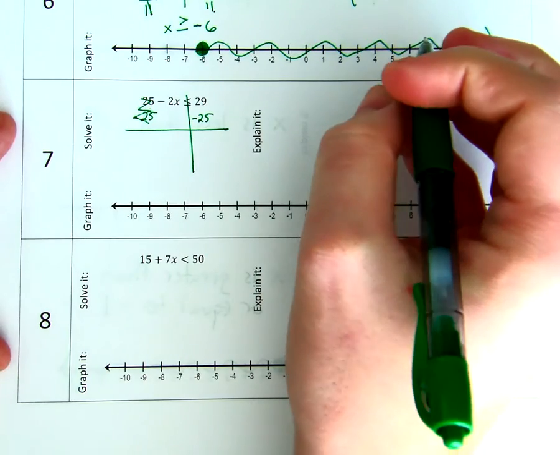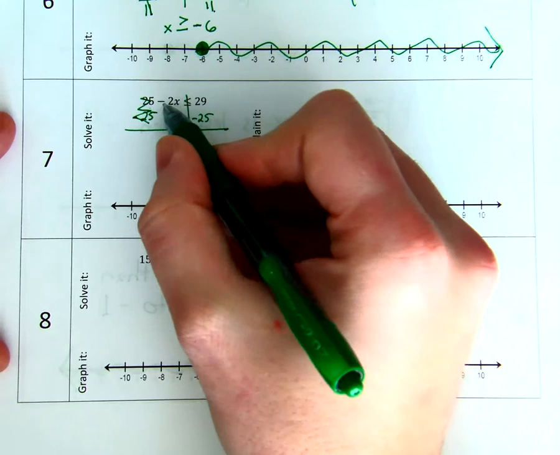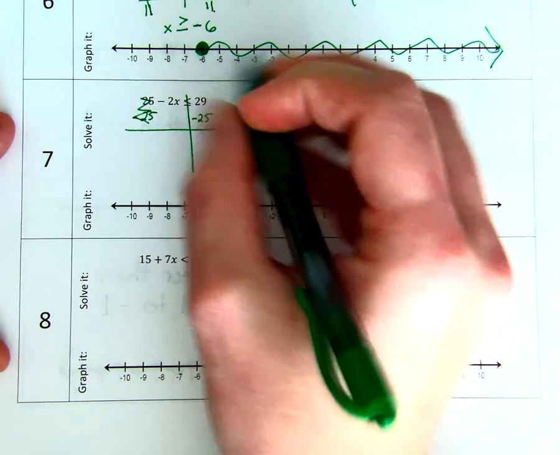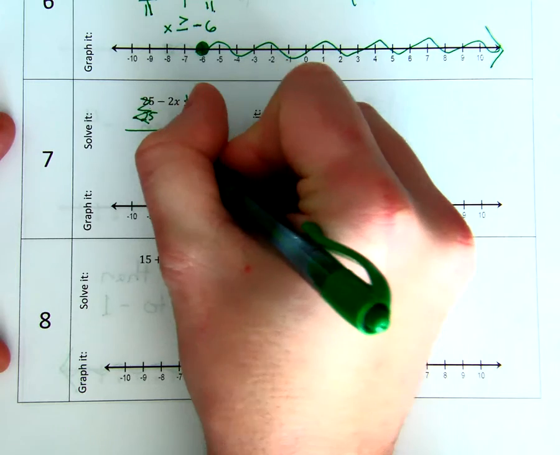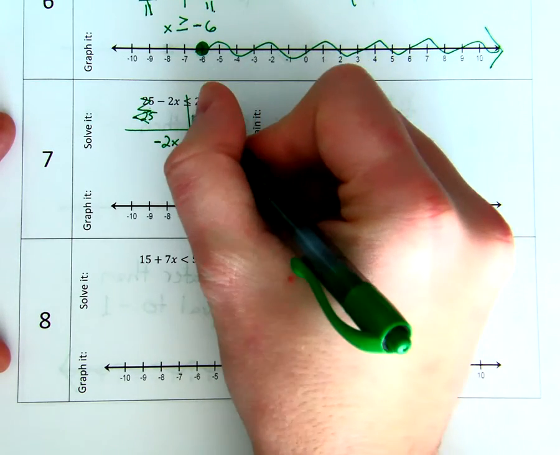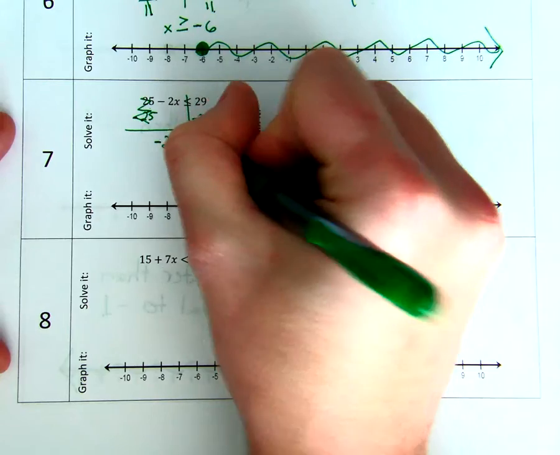Positive 25 and minus 25 cancel out. It's important to remember that this minus sign is like a negative that's connected to the 2. So we need to drop down the entire negative 2x. On the right side, 29 minus 25 is 4.